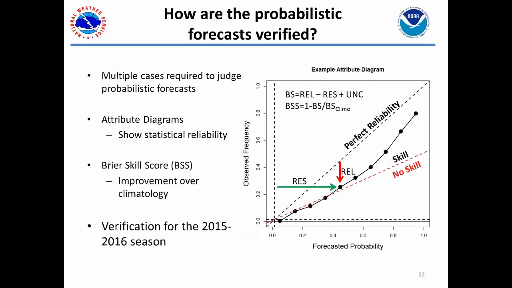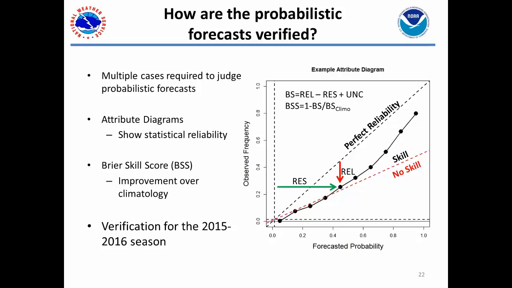It's also important to point out that multiple cases are required to properly judge probabilistic forecasts. Two common tools we use are attribute diagrams, which show statistical reliability. We can also compute the Brier skill score, which provides a sense of how skillful our forecasts are compared to a climatological forecast.